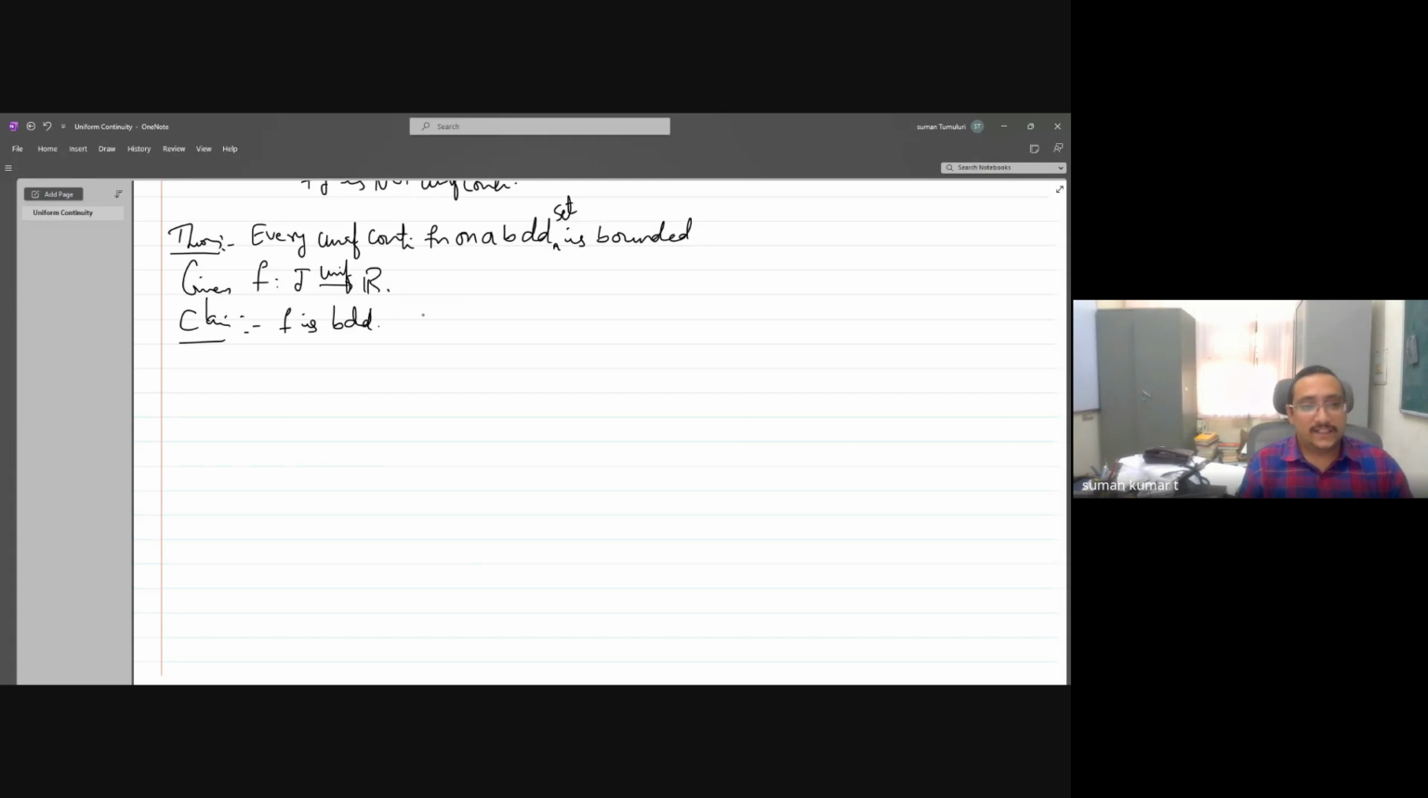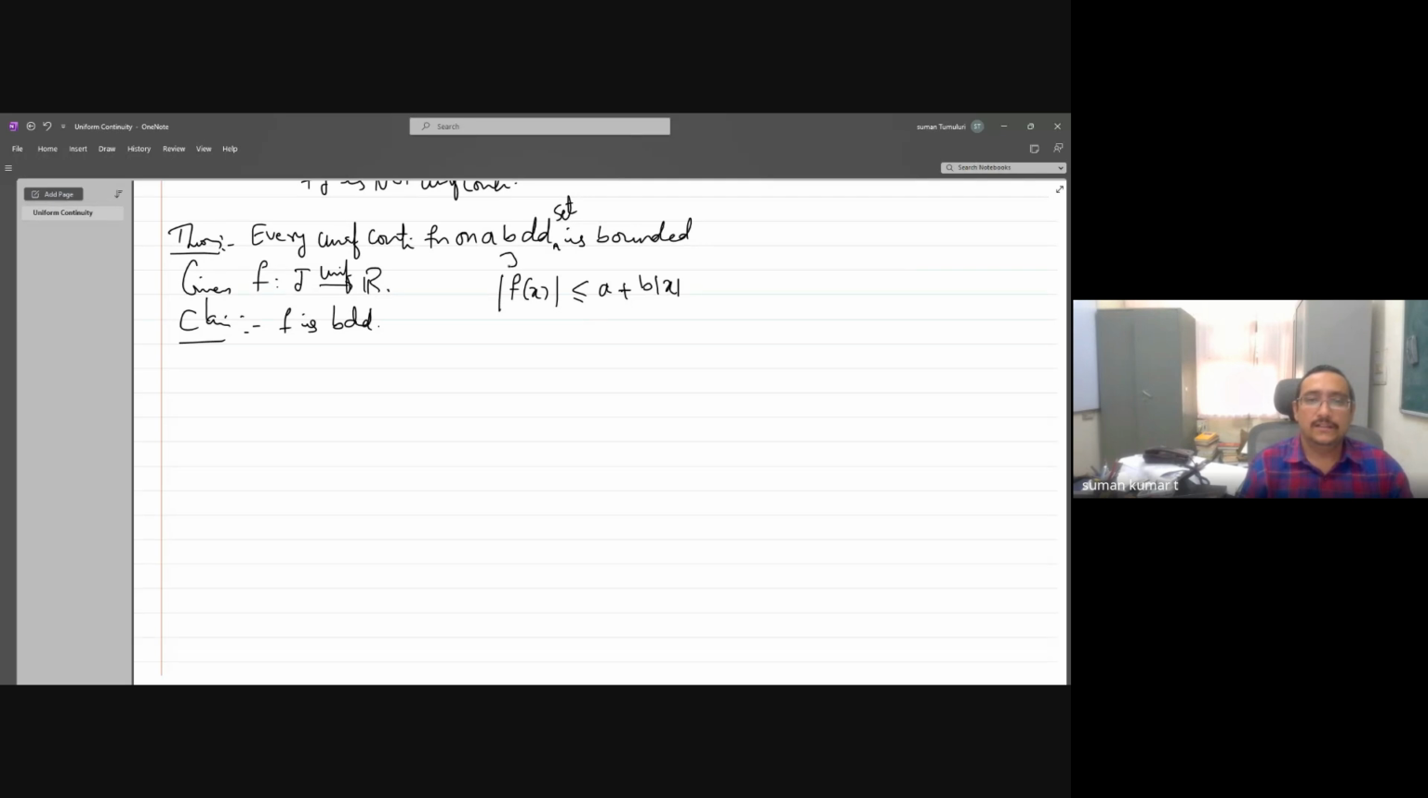Okay. In fact, I'll tell you a stronger result than what you told me. In fact, I can give you a bound for the growth rate. So this: mod f of x is less than or equal to a plus b into mod x.